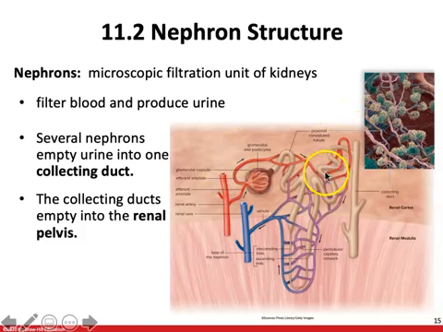The blood pressure is going to be higher in the glomerulus than anywhere else in the body because the efferent arteriole is going to be narrower than the afferent arteriole. The efferent arterioles are going to empty into the peritubular capillary network. That's going to be this region right over here. This is going to surround the rest of the nephron.